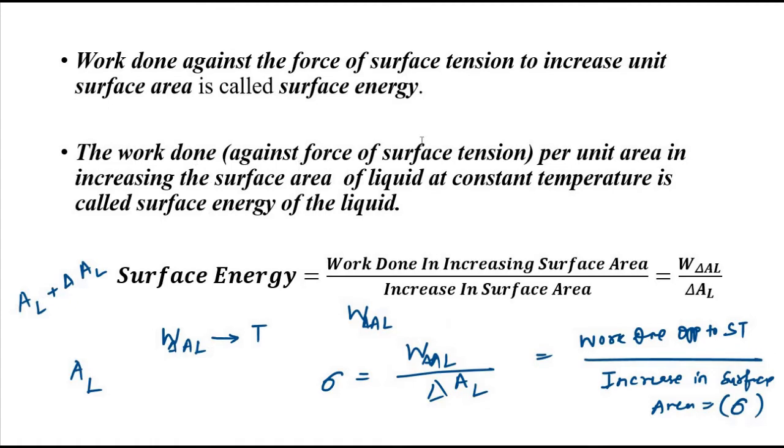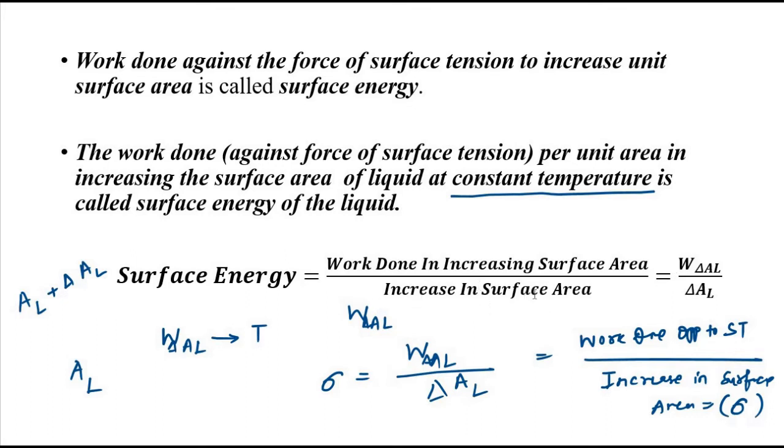So it is the work done against the force of surface tension per unit area in increasing the surface area of the liquid. Another important thing is that this is at constant temperature, because surface tension is affected by temperature. We discussed that surface tension decreases with increase in temperature. So at constant temperature, the work done opposite to the force of surface tension to increase the surface area of the liquid is called surface energy, and it is expressed as work done divided by how much increase in surface area is achieved.